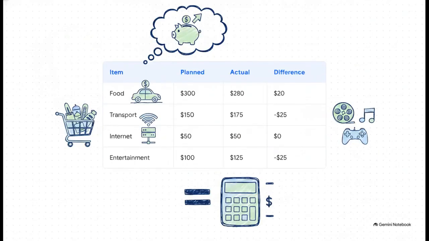Here's another super common scenario, tracking a monthly budget. In this case, we want to know the exact difference between what we plan to spend and what we actually spent. So we set up our formula to subtract the actual amount from the planned amount. For food, we planned $300, but we spent $280. Our formula correctly calculates a positive difference of $20.